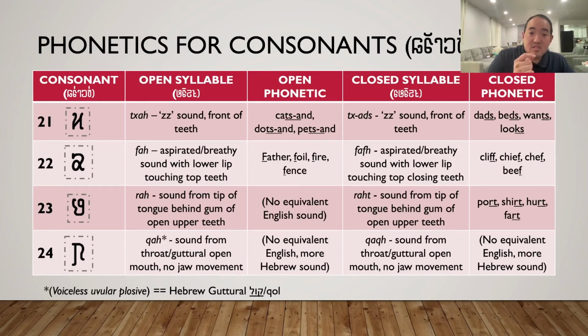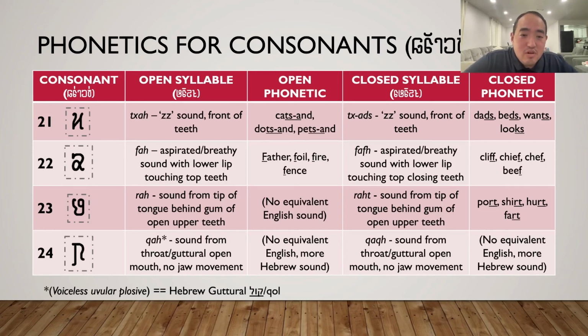But your teeth aren't touching each other. Your tongue should be right behind that. Da, dot, da, dot. You're just going to have to memorize how this consonant's open syllable sounds. Now for the closed syllable, it'll be dot, dot, or da, dot. The sound should come from the same area, behind the gum of the upper teeth. You'll hear this in closed sounds like the words port, shirt, hurt, or fart. And that's how you'll pronounce the closed and open phonetic sound for the consonant da, dot, da, dot.